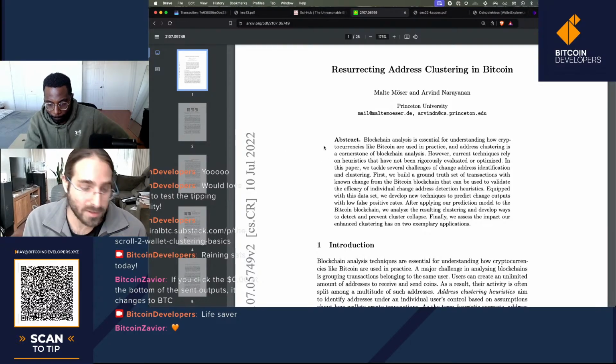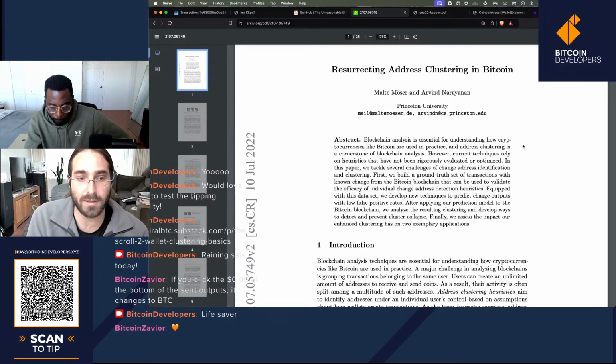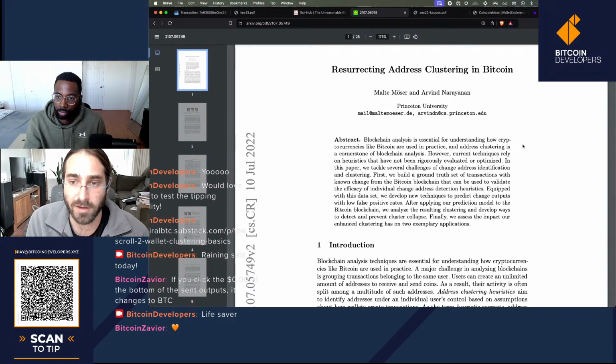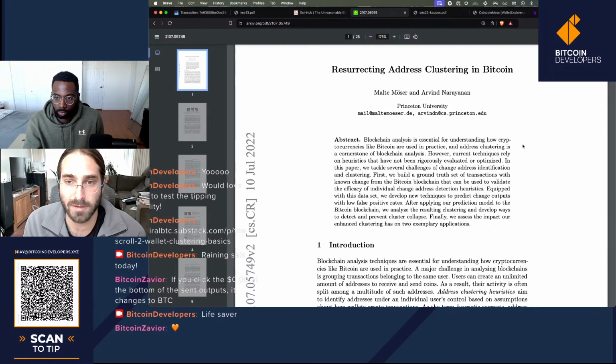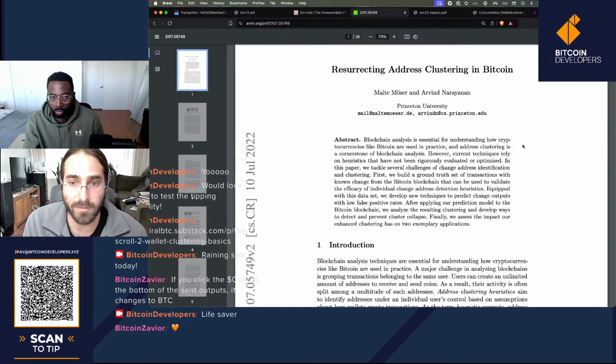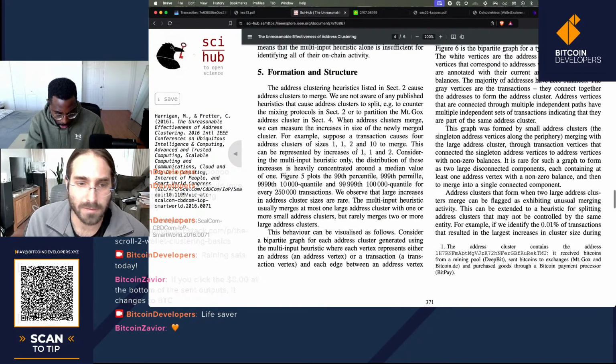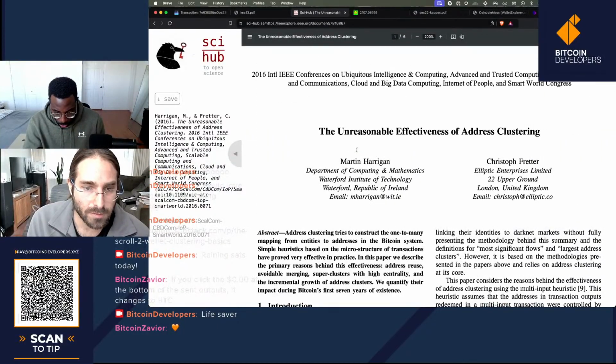And yeah, this is recent research that's demonstrating that wallet clustering is even more effective than the already very effective, or claims of it being very effective, 5 years prior. I think the previous paper was 2017. Let's see. This was 2016.